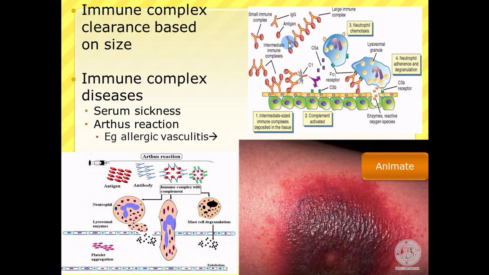So here's just an example again. You've got this complex that comes cruising along. It binds to the wall of a blood vessel as an example. It could bind to another type of tissue too. But it binds here, and then your phagocytes come cruising along and they eat it up. And then a couple of examples, serum sickness and Arthus reaction. So these affect blood vessels.